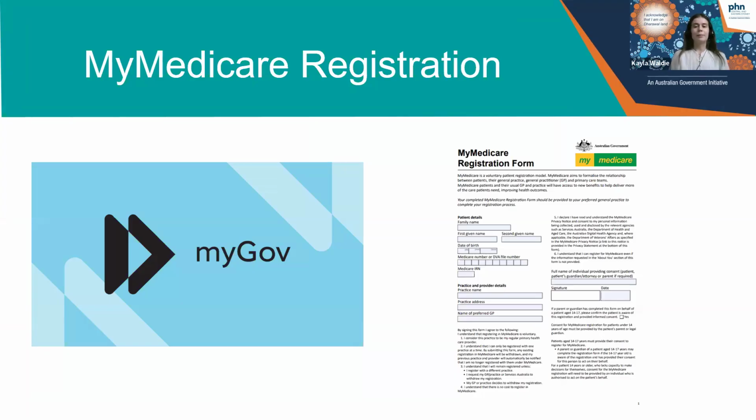The first step for any patient in registering for the General Practice and Aged Care Incentive is to register for the overall MyMedicare program. They may do this using MyGov, either using the app on their phone or on their computer, or more likely in the aged care setting, we find patients are registering using the MyMedicare registration form that's here on the screen. When they register using this registration form, you will then have 30 days to input this information into PRODA.